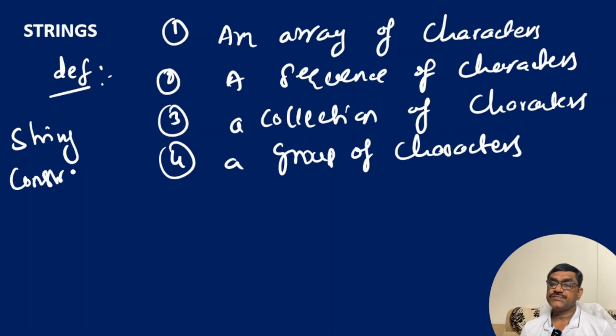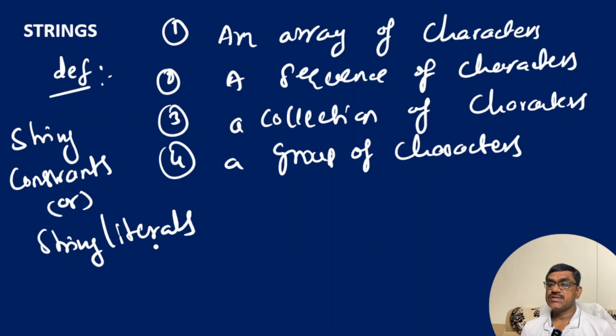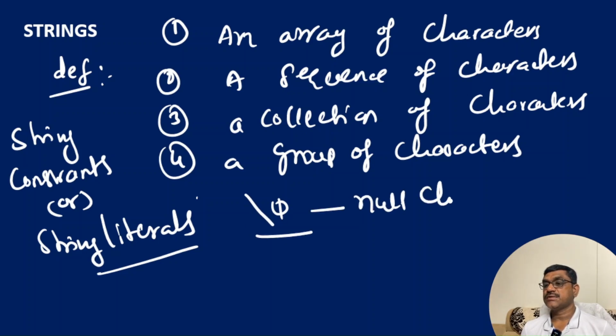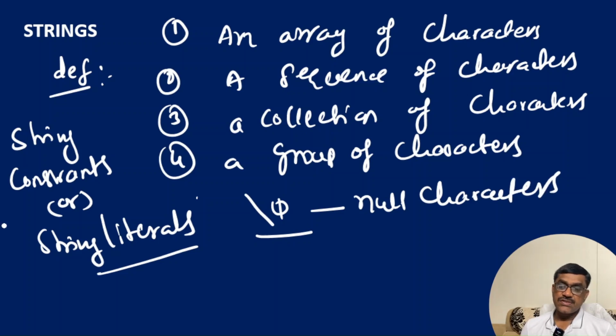See, strings are also known as string constants, or we call them string literals. A string constant or string literal or a string is an array of characters that is terminated by a null character. This is very, very important. What is the name of this character? Null character. Right? And as we discussed in the earlier classes, the string constants are enclosed in double quotes.